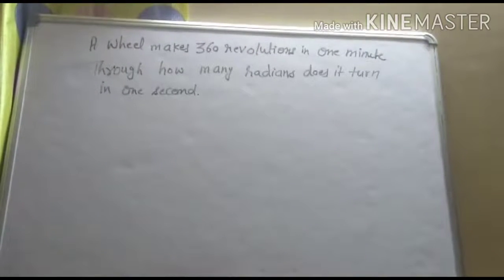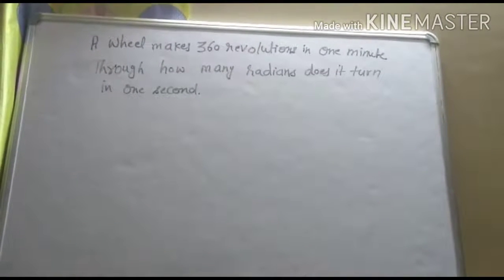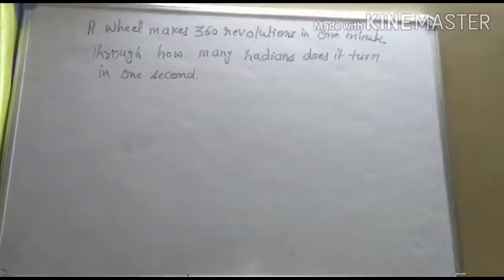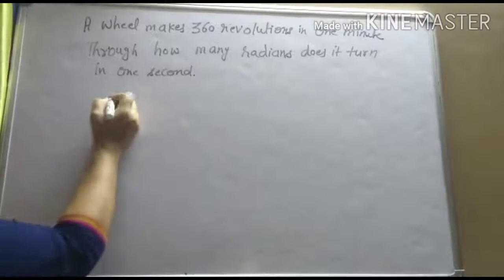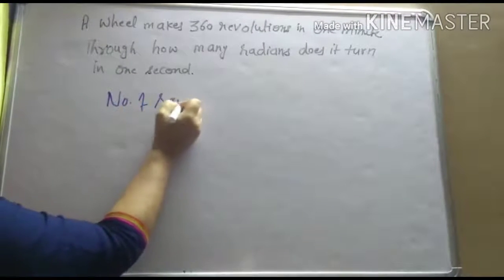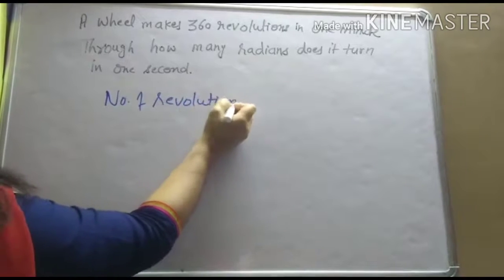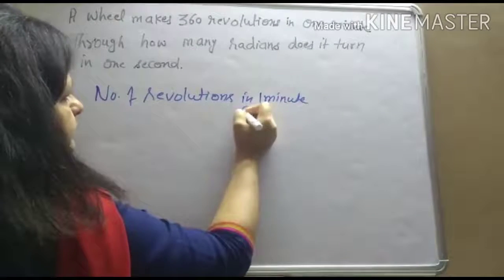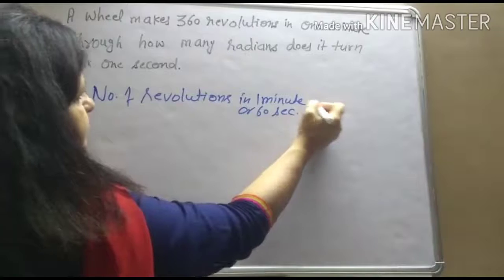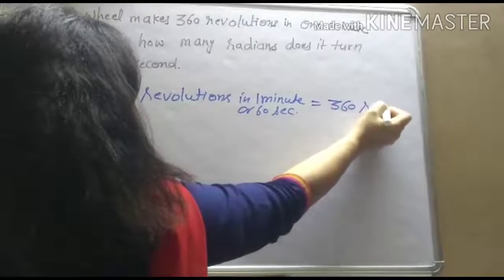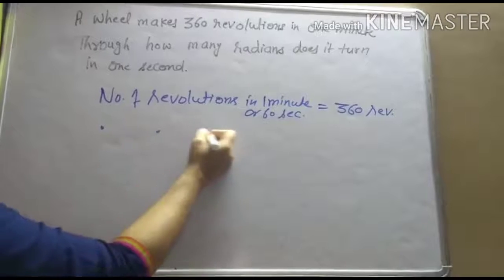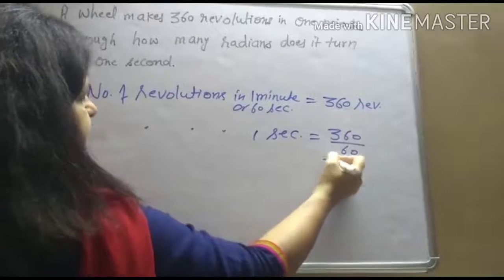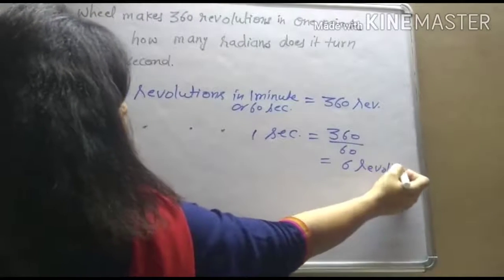And the last question is, a wheel makes 360 revolutions in 1 minute. Through how many radians does it turn in 1 second? So the number of revolutions in 1 minute, or 60 seconds, is equal to 360 revolutions. Now the number of revolutions in 1 second will be 360 upon 60. It means 6 revolutions.